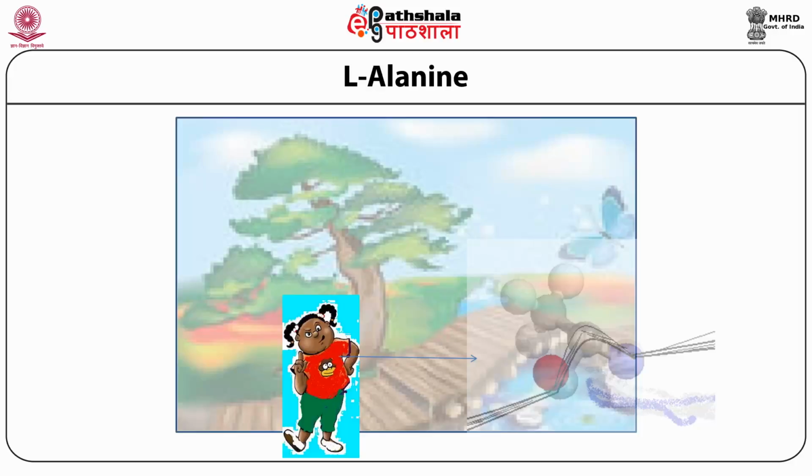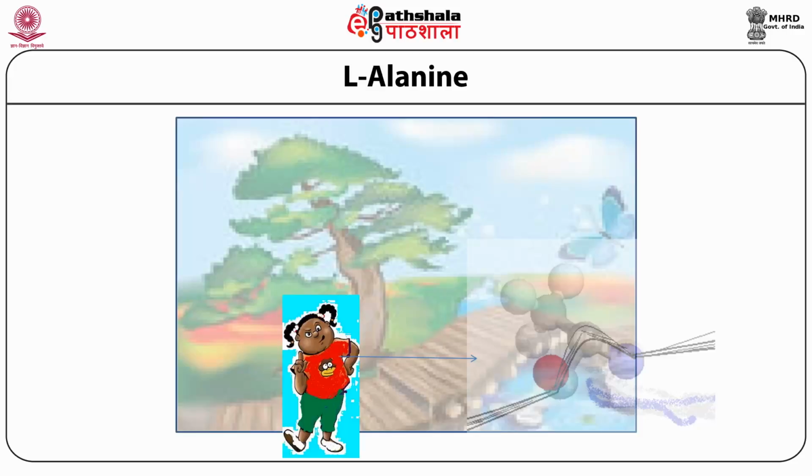Consider it to be an amino end. Then, if the methyl group is towards your left hand, as shown in the next slide, it is an L-alanine, and if it is to your right hand side, it is a D-alanine. I show it in the next two pictures.